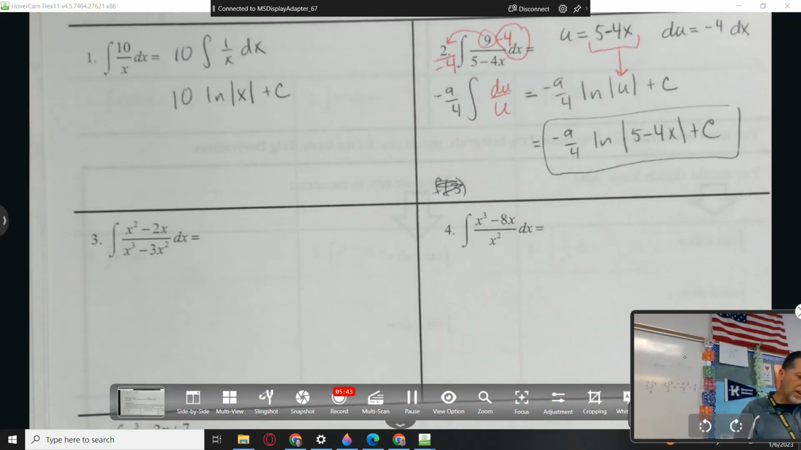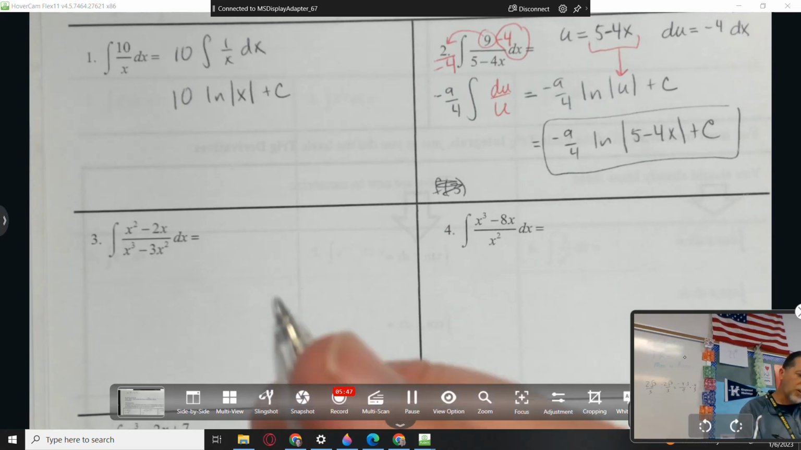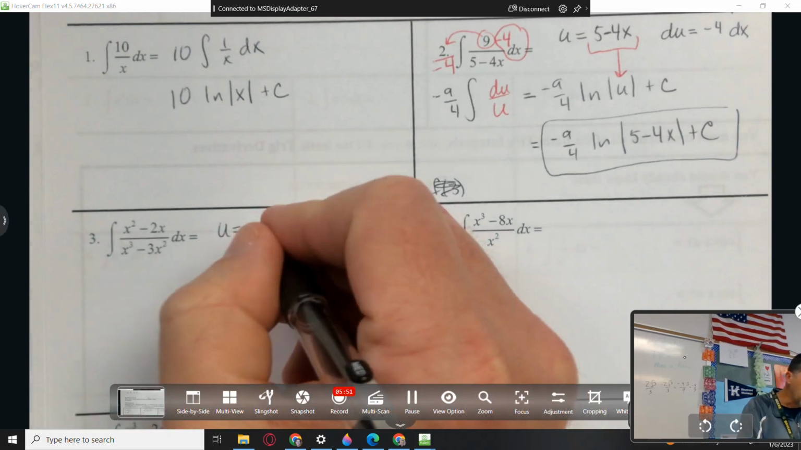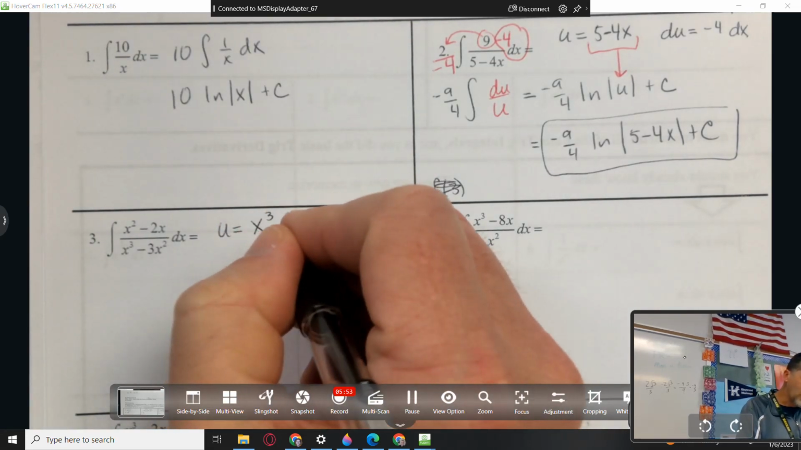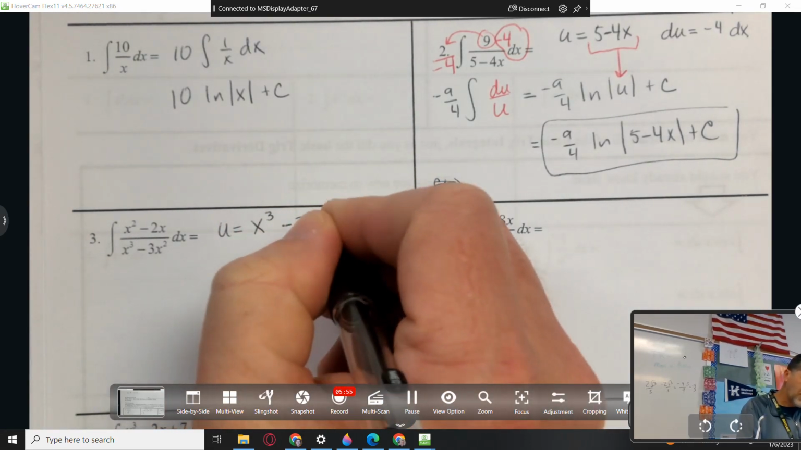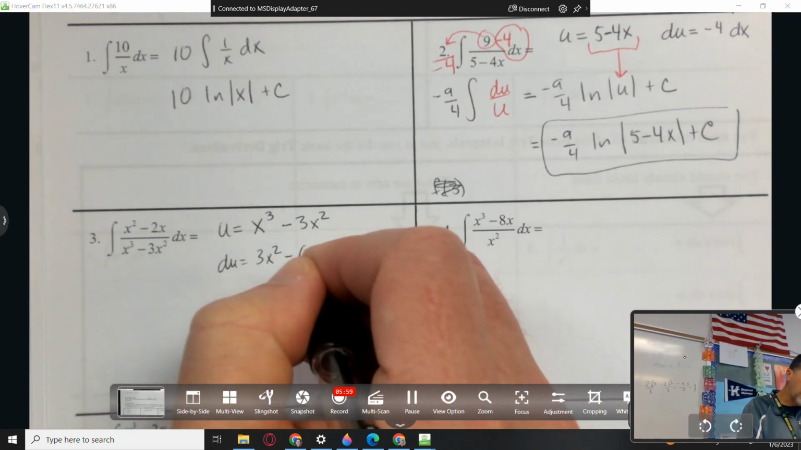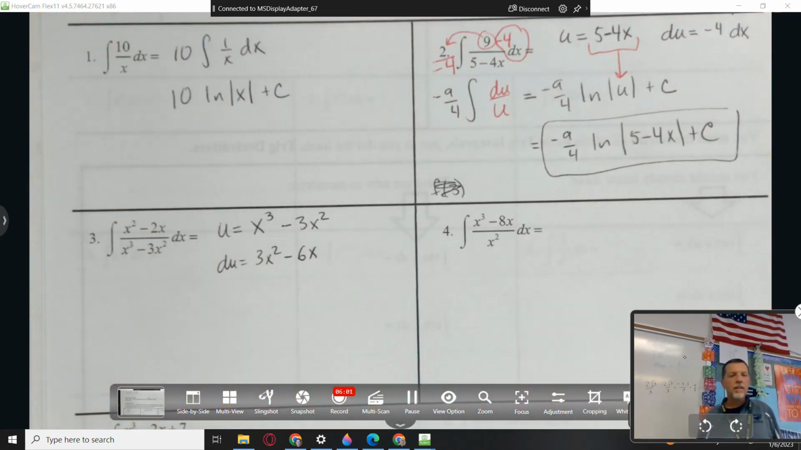Number 3, that looks worse than number 2. But it's not. What do you think we should try for u? The bottom part. Probably the bottom, and then it's kind of a hope for the best situation here. Du would be 3x squared minus 6x dx.